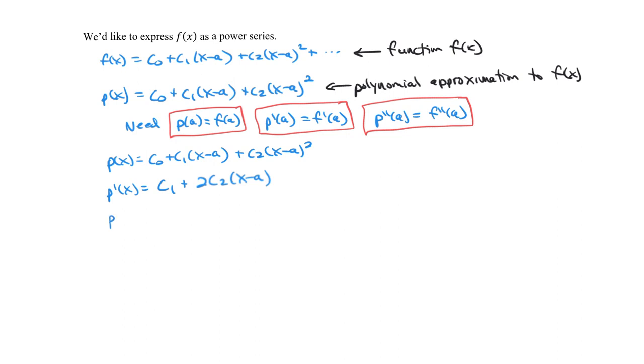And then to find the second derivative, p double prime of x, well, this is a constant, so that goes away. And the derivative of x minus a is just 1, so we just get 2 c sub 2.